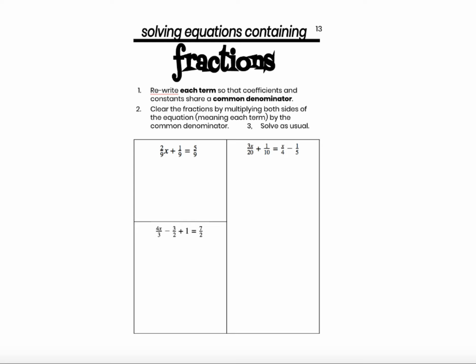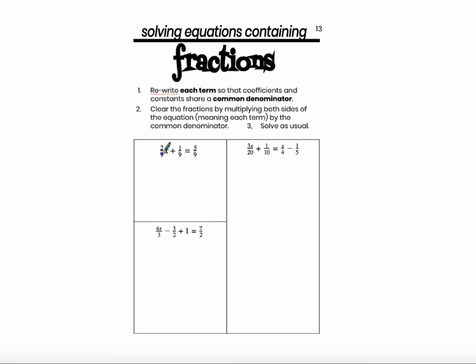On page 13 of our Unit 1 notes, we're looking at solving equations containing fractions, specifically using a technique called clearing the fractions. What I mean by that is rather than solving, for example, this equation by subtracting 1/9 from both sides and then dividing both sides by 2/9, we're instead going to look at this equation containing fractions and just try to make all of the terms have only whole numbers and no fractions.